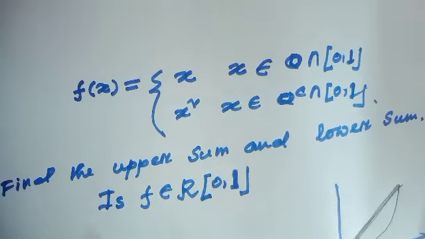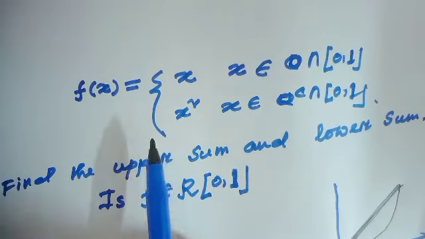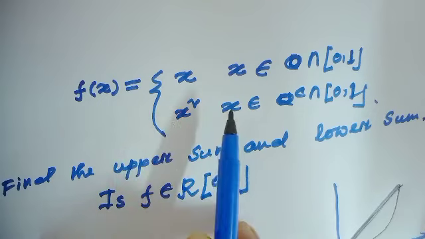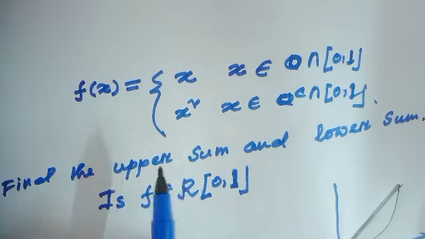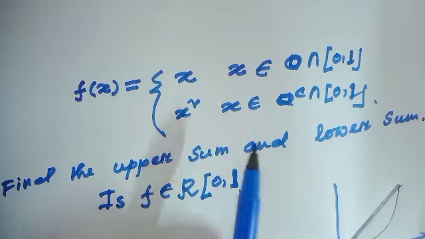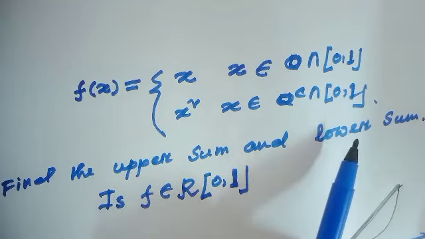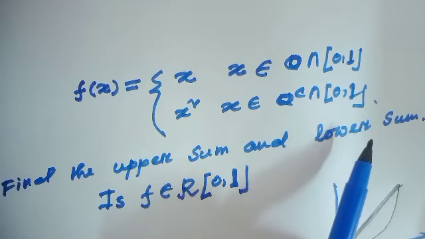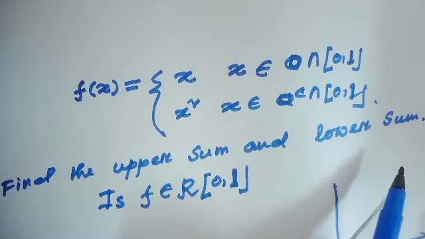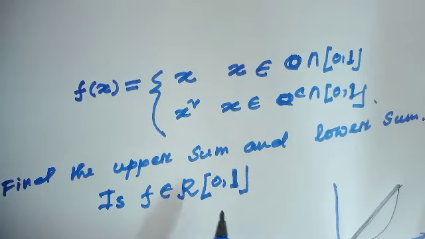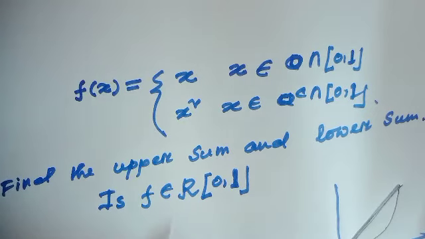Well, I will say one nice example. Here f of x equals x, where x belongs to Q intersection the closed interval 0, 1, and x square when x belongs to Q complement intersection the closed interval 0, 1. Then find the upper sum and lower sum. Now we have to prove if f is Riemann integrable on the closed interval 0, 1, similar to the before example.